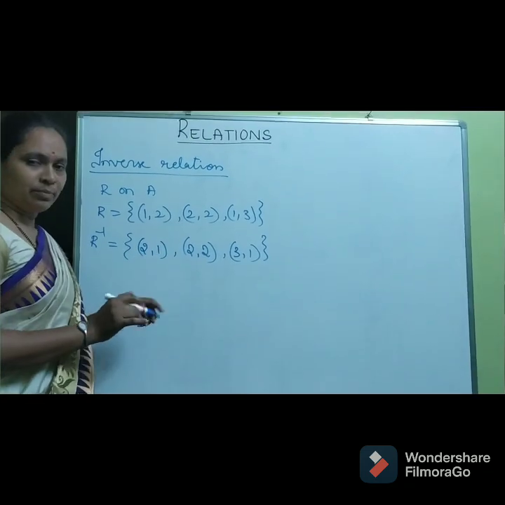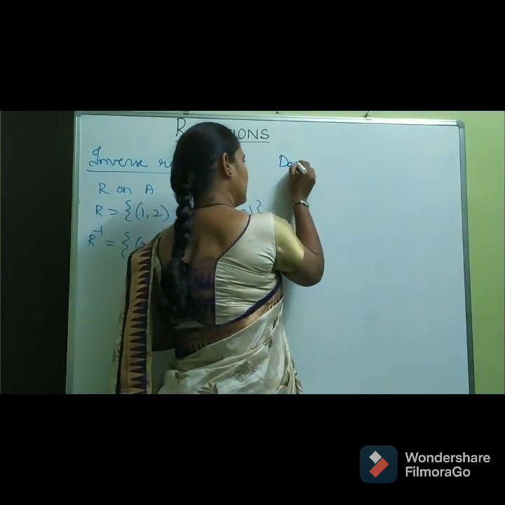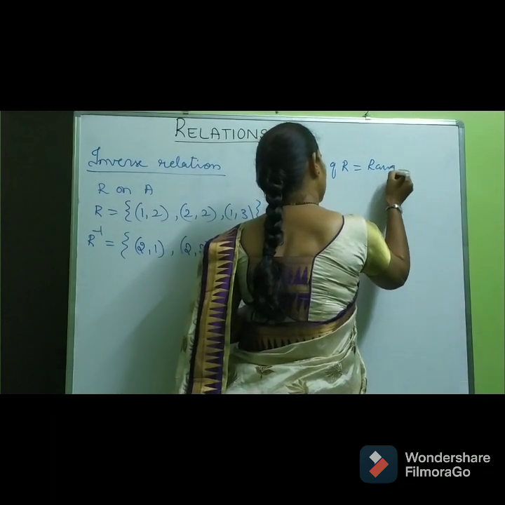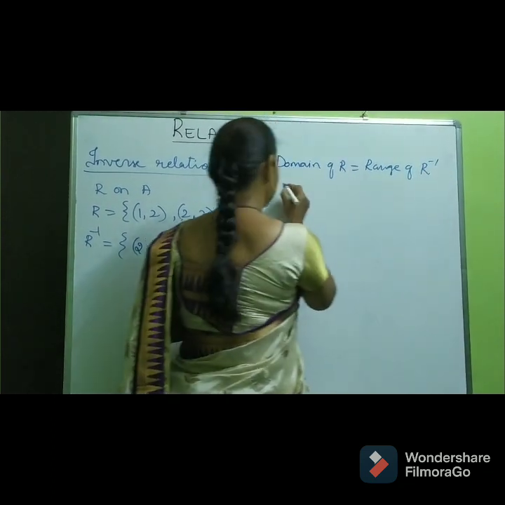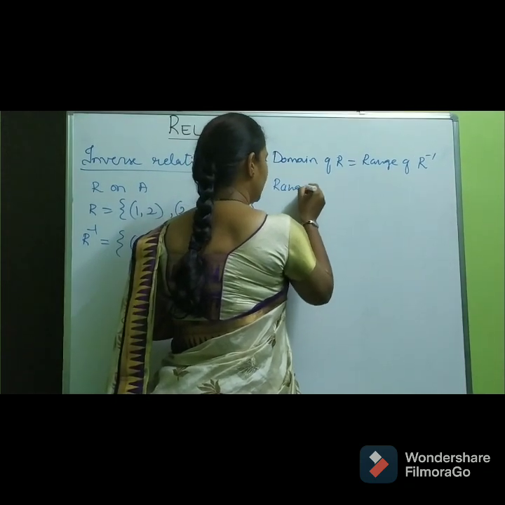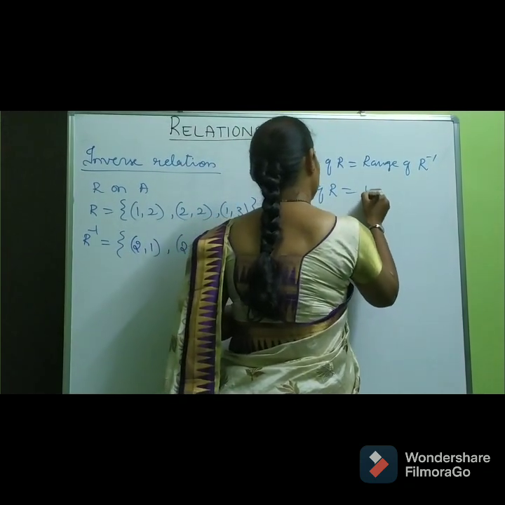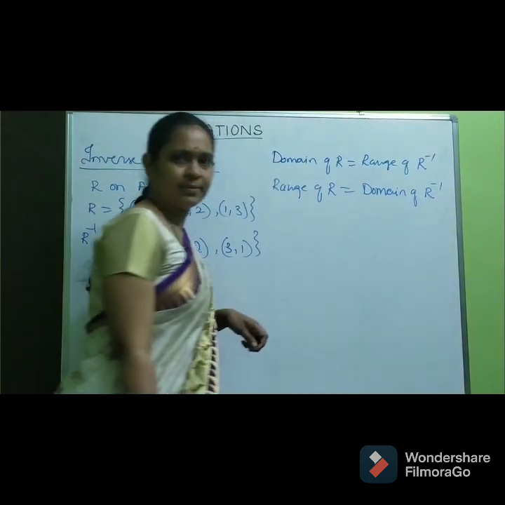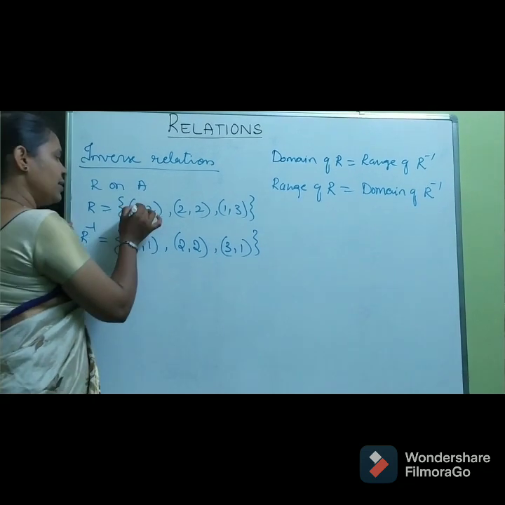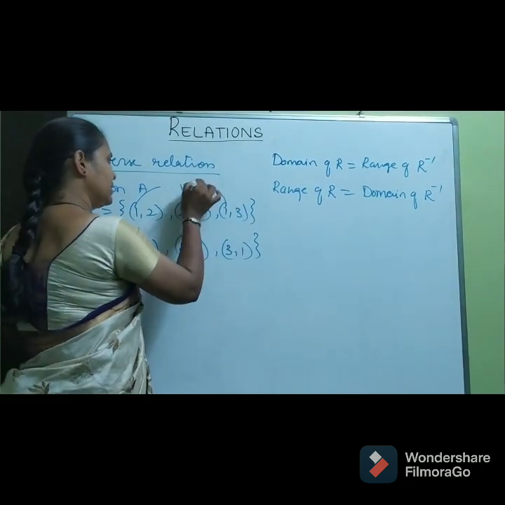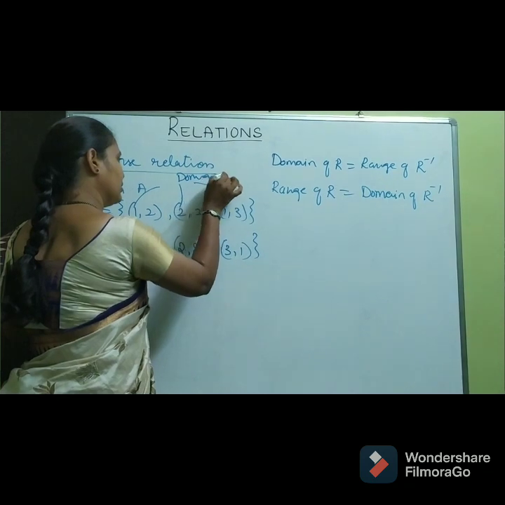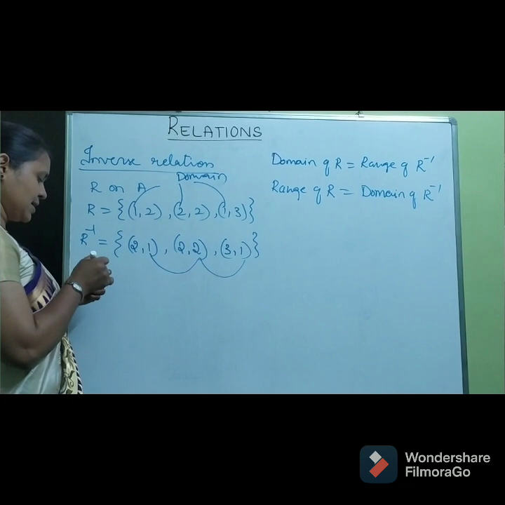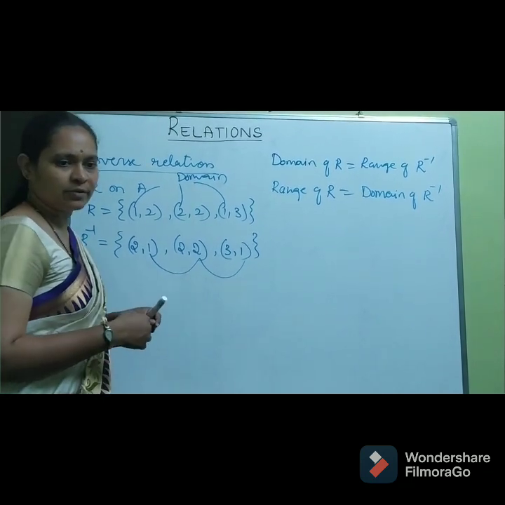So this means the domain of R is equal to the range of R inverse, and the range of R is equal to the domain of R inverse. So for R, what is the domain has become the range. Next we'll go for a few more types of relations.